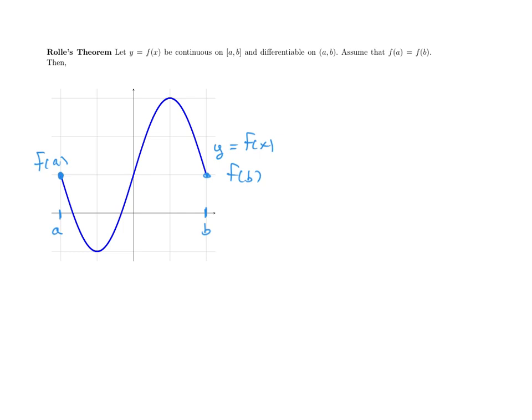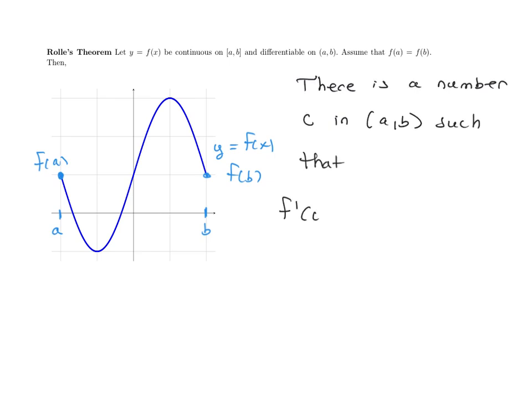What conclusion can we draw from the mean value theorem? So I'll write that here. The mean value theorem still applies. That means then there is a number c in the interval from a to b such that f prime of c is equal to f of b minus f of a all over b minus a. Still true. This is all just from the mean value theorem.